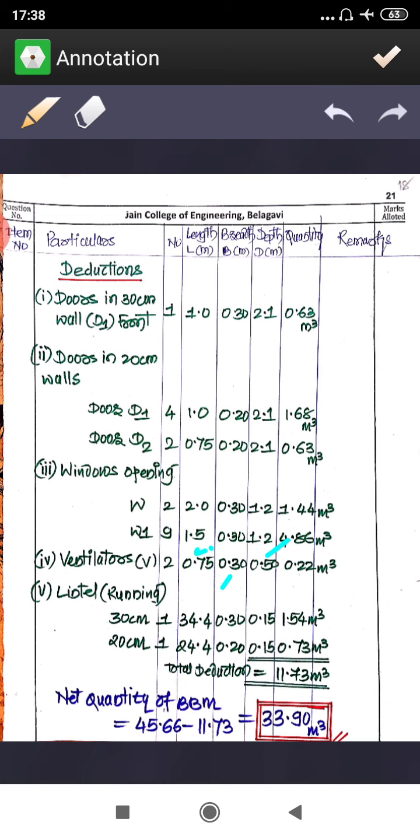Then the total deduction is 11.73 meter cube. Now the net quantity of BBM is 45.66 minus 11.73, so it is 33.90 meter cube. It is the same as that of the center line method.